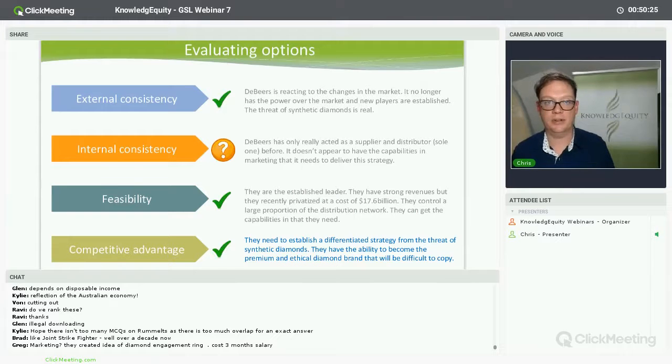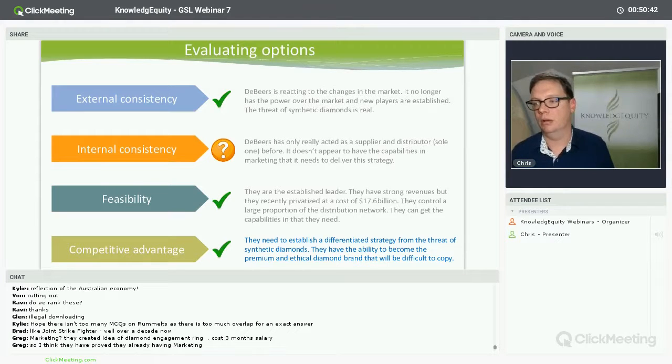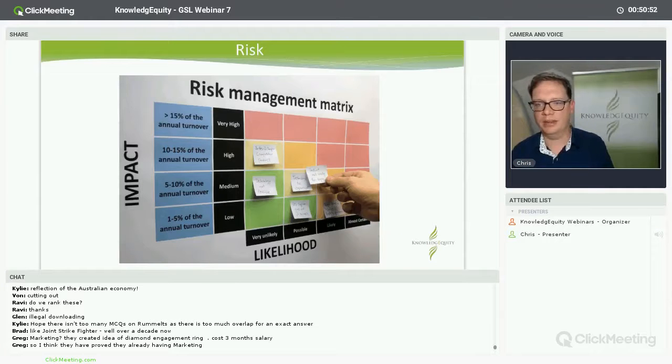Competitive advantage. They need to establish a differentiated strategy. They need to find something, because they're stuck in a commodity game where they're losing their power. So by doing this, it ticks the box that they're at least attempting to differentiate and get competitive advantage. They already have the marketing, maybe. How much more they needed, I don't know the company or the story well enough to know what else they might have had to bring in.